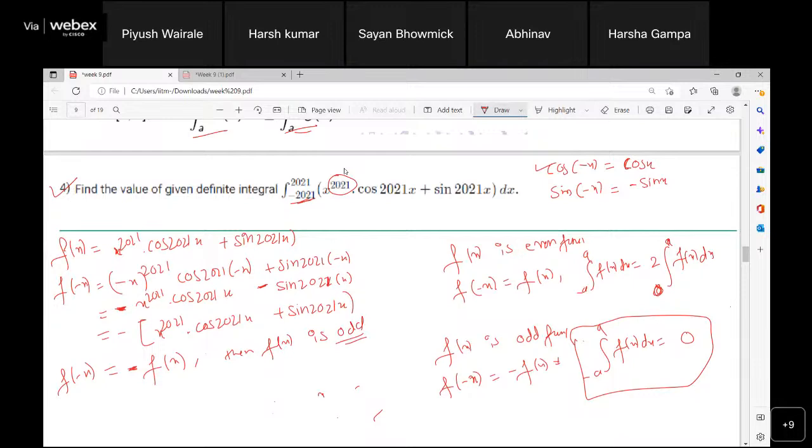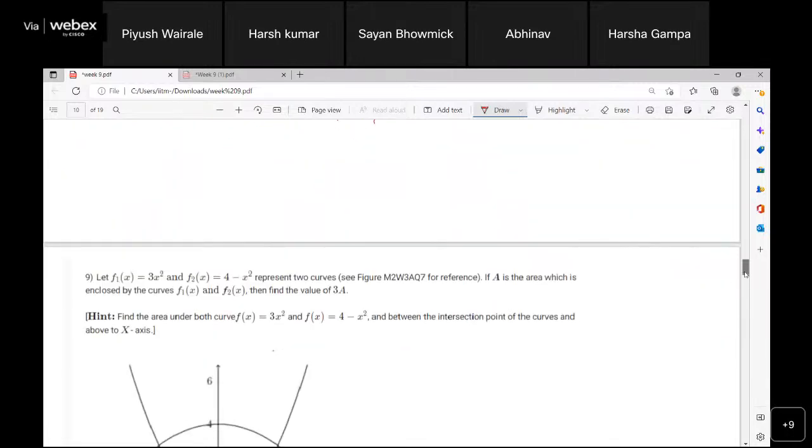And if it is an odd function, from minus a to a, we can directly say the integral is 0. Okay. Anyone, any doubt in this part? So whenever you see such type of integral, just keep this thing in mind. Okay, you need to apply that.